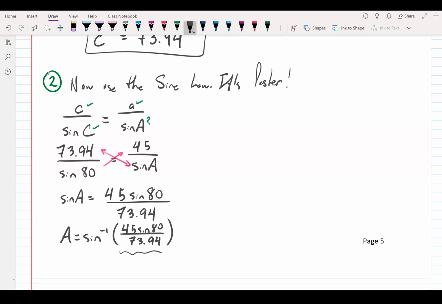And then you could write this as a decimal inside before you evaluate it, or you can put it all in your calculator at once. Either way, you should get something that looks a lot like this.